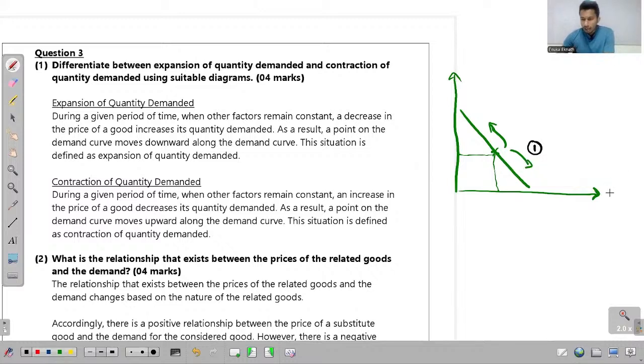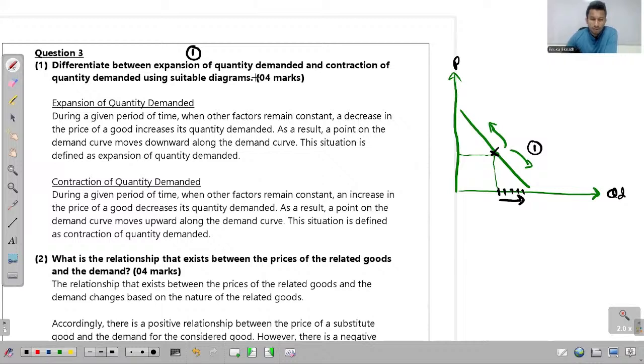So on this side you have quantity, and on this axis you get the prices. If this point moves downwards, what does that indicate? What happens to the quantity demanded when the point moves downwards? Quantity demanded increases gradually. Earlier it was this much, but now it increases gradually. When the point moves downwards, QD increases, and that is what we recognize as the expansion of quantity demanded.